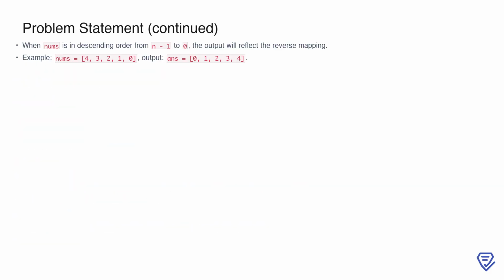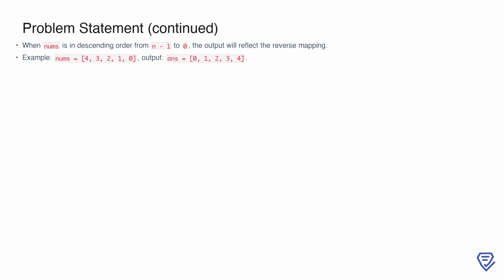Finally, let's consider some edge cases. First, if the input array nums has only one element, i.e., when n equals 1, the array will always be [0], and the output ans will be identical to nums. For example, if nums equals [0], the output is ans equals [0].